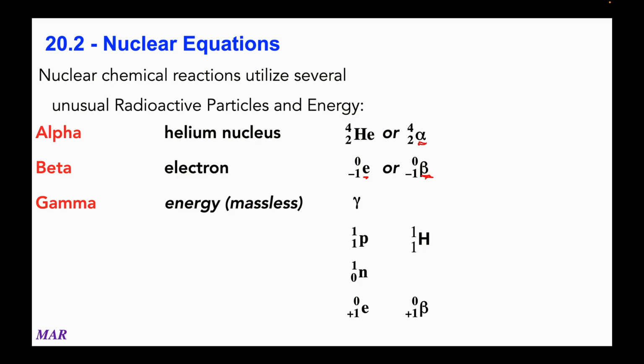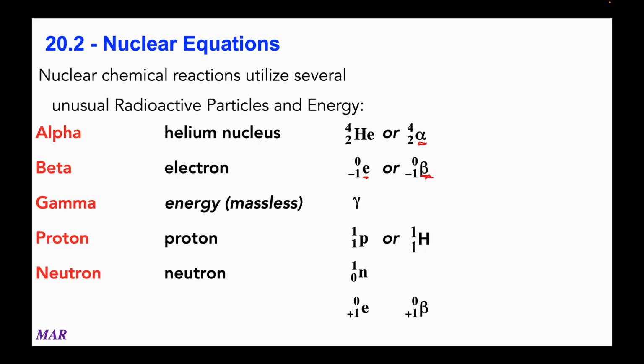Gamma radiation is pure energy, so there's no mass at all. So there's no atomic numbers, no mass numbers, anything like that. It's literally pure energy. Gamma radiation is one of the electromagnetic radiation types we talked about. It's more powerful than X-rays, pretty powerful stuff.